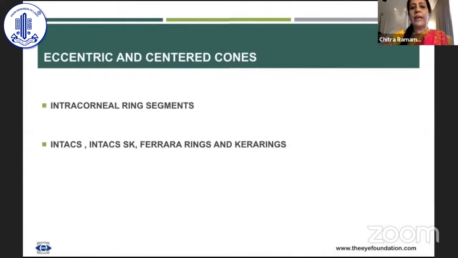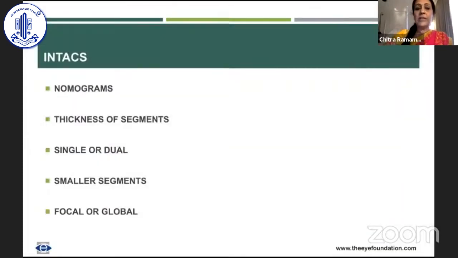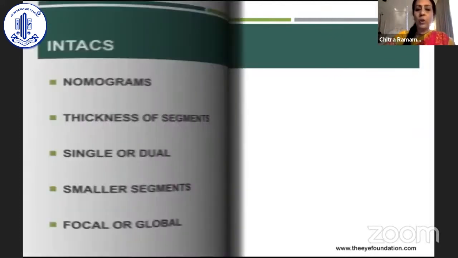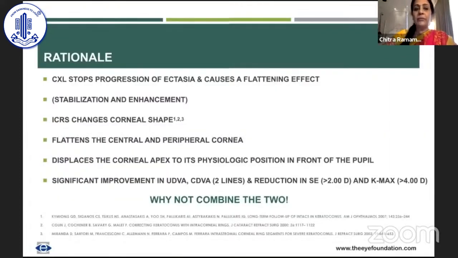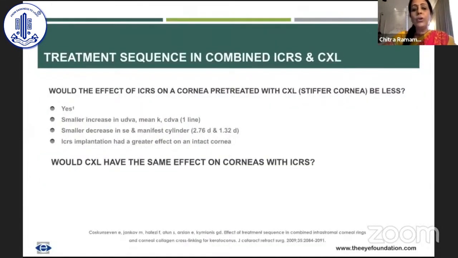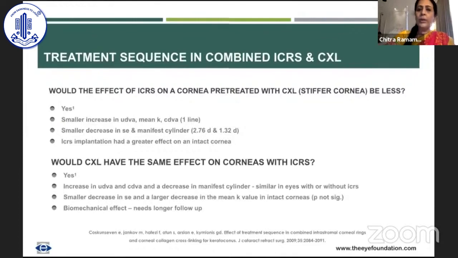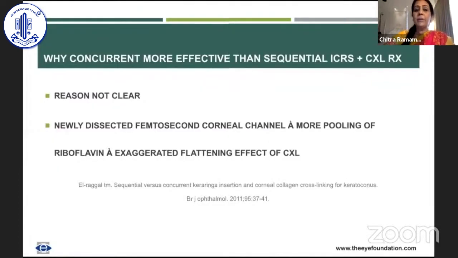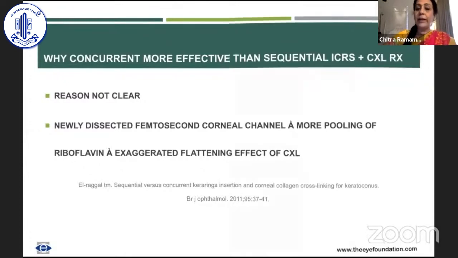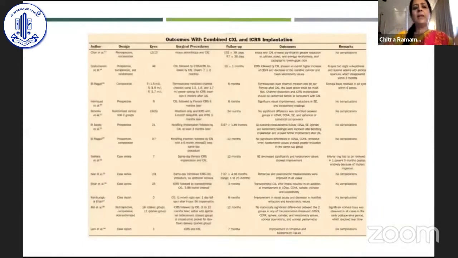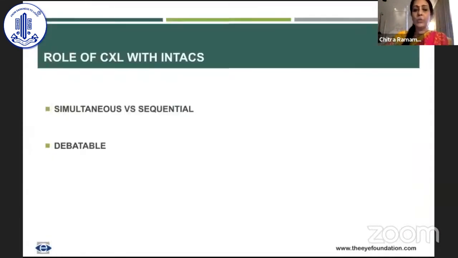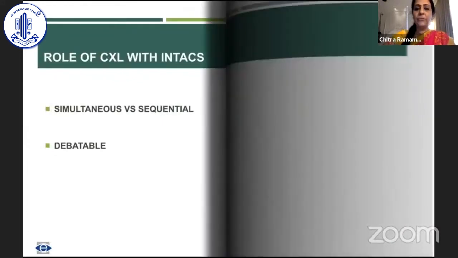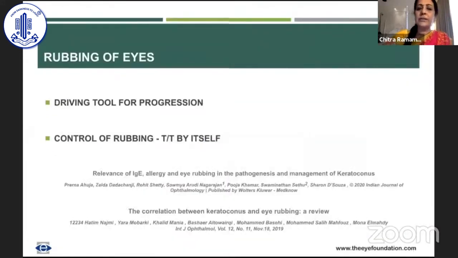Then again came the question of the eccentric and the centered cones. We knew that for eccentric cones, Intacs was the way to go. But would you use a single segment or a dual segment, which is more promising? Would you want to do a focal treatment? Would you want to have a global treatment? Would you like to cross-link with Intacs in the same sitting, or would you do it sequentially? It seemed to promise that doing it in the same sitting was probably right, because the newer femtosecond dissected channels allowed more pooling of riboflavin, which brought in a greater flattening effect of cross-linking. And again, there were a huge number of articles which told us that this was the way to go, but the debate continued.